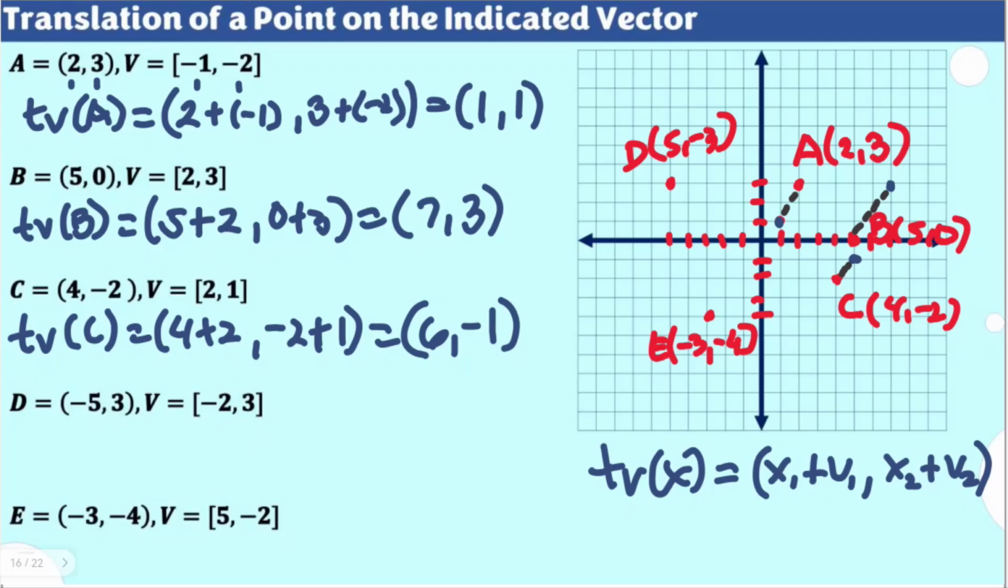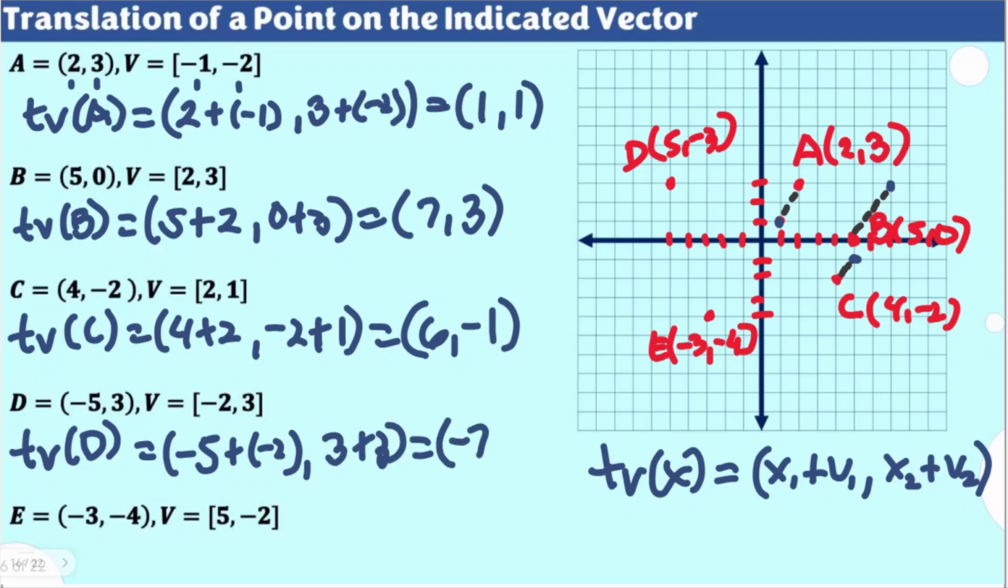Okay, let me continue with the rest of the examples here. So you will have, for our D, the translation of our D using the vector given here: negative 5 plus negative 2, and you will have here 3 plus 3. So you will have the result of negative 7 and 6. Take note that the vector is identified with negative 2 and 3. So more or less, if we're going to plot that solely on the Cartesian plane, it goes towards upward motion on our second quadrant. So it should be in upward motion. Since our D is here, we are expecting that it should be upward motion.